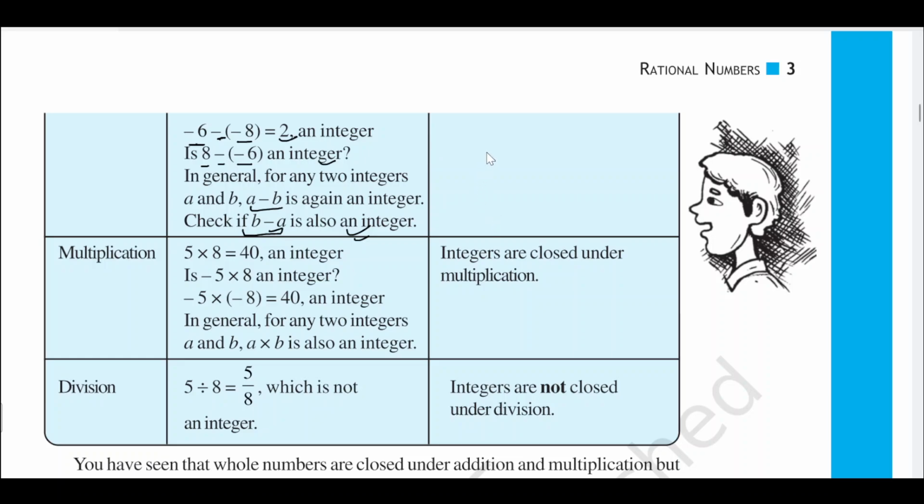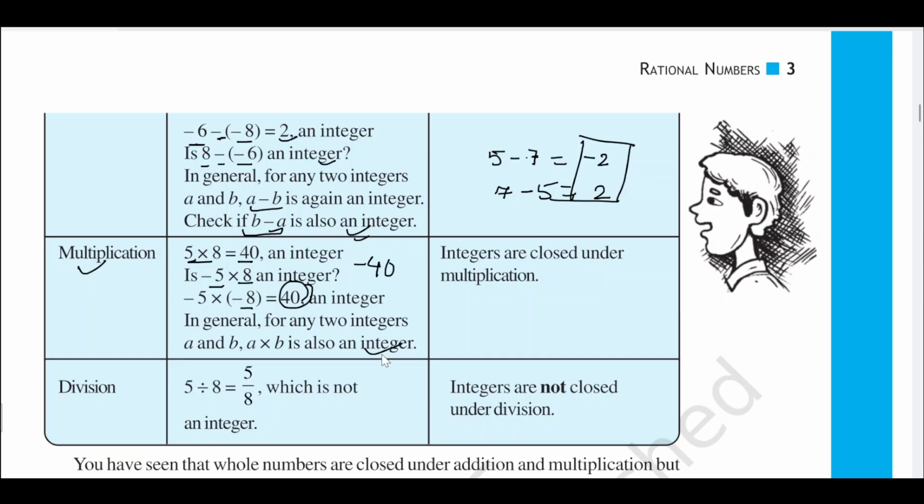Let's move on with a new example. 5 minus 7 is an integer, that is minus 2. 7 minus 5 is an integer, 2. Now we move to the next operation, multiplication. We are multiplying two integers and getting integers. Minus 5 into 8 is also an integer, that is minus 40. Minus 5 into minus 8 will be 40. The product will be 40. Minus minus will cancel out.